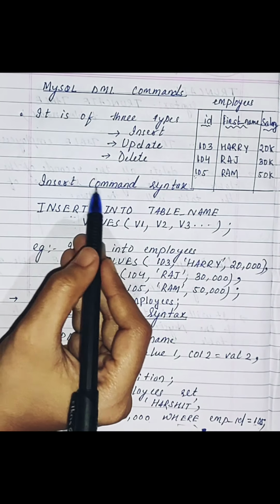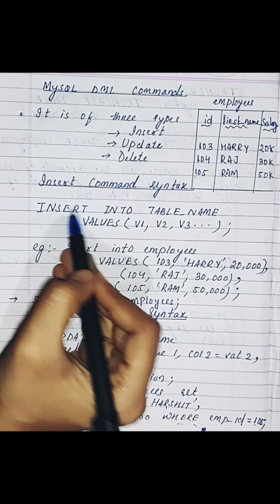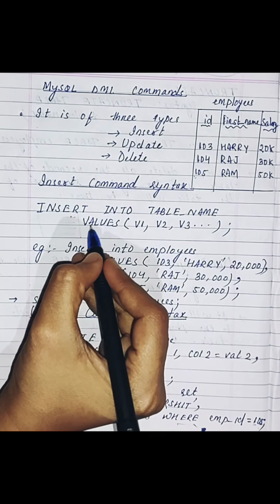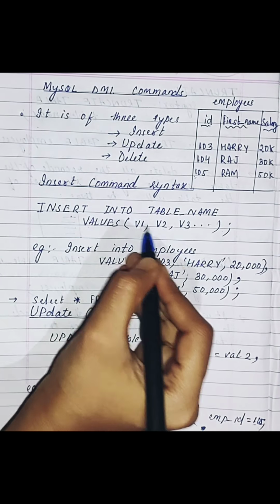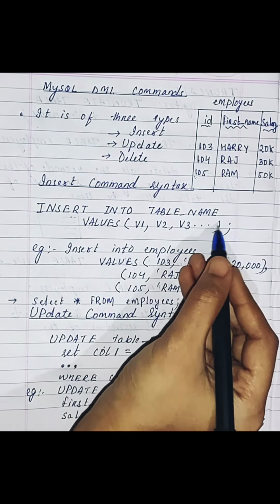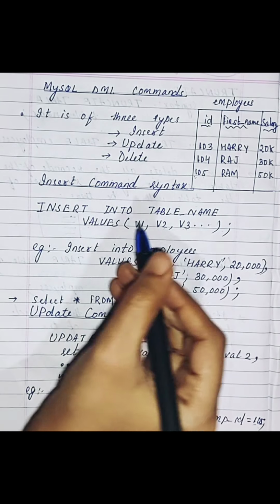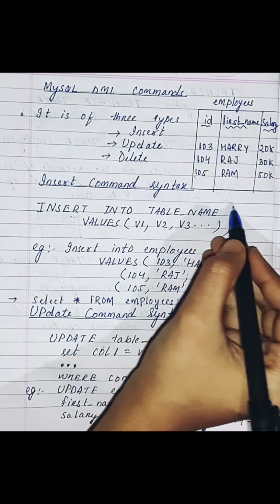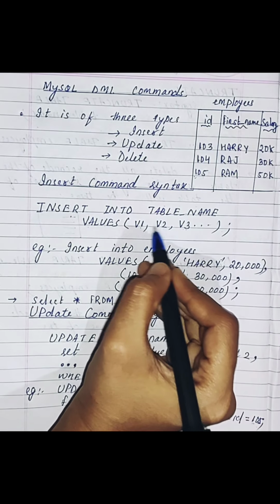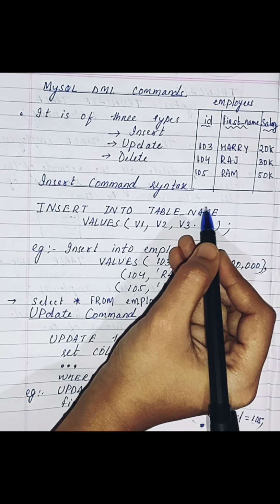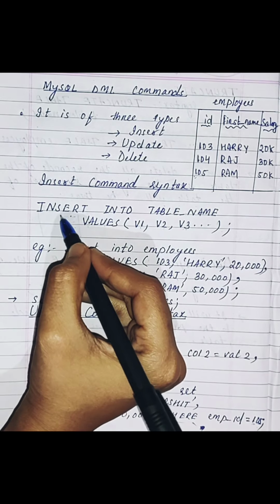Now starting with the insert command, the syntax is INSERT INTO, then the table name, after that VALUES, then v1, v2, v3 and so on. Any number of values we can insert, and these values depend upon the number of columns. If 3 columns are there, then we can insert 3 values, if 4 columns are there, 4 values, 5 columns, 5 values, and so on. These are completely dependent upon the number of columns that we created at the time of creating the table.